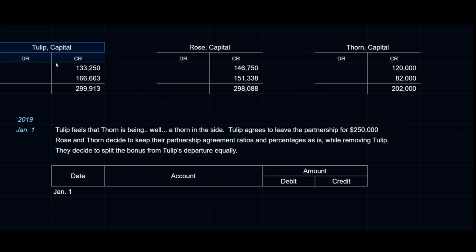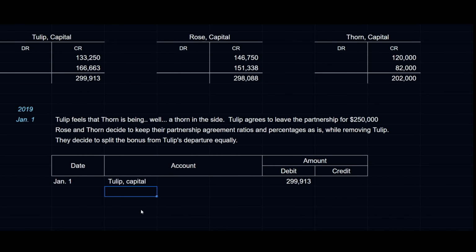So taking a look at Tulip's capital account, we can see what's in it, $299,913. To remove this, we would have to debit the account for that amount. We also know that the partnership is going to be paying out cash. The cash paid out is $250,000. There are a lot of reasons a partner may wish to accept less than their capital balance. One might be that the partner just needs the cash and is willing to accept less in order to get paid quicker.